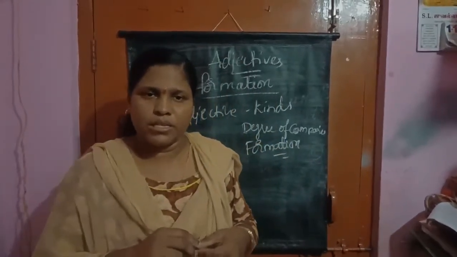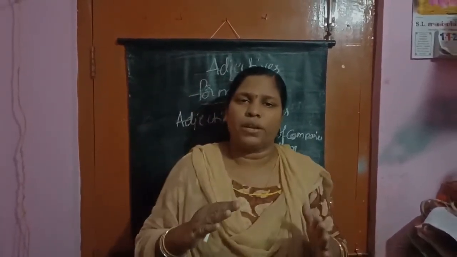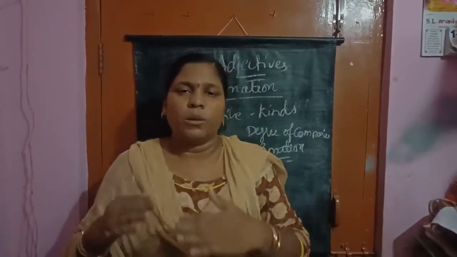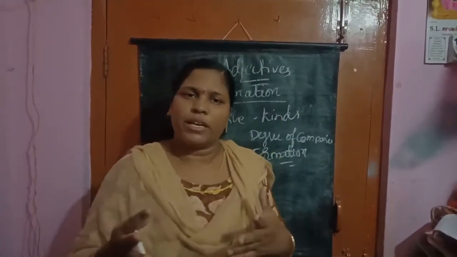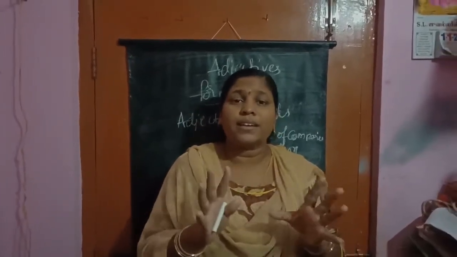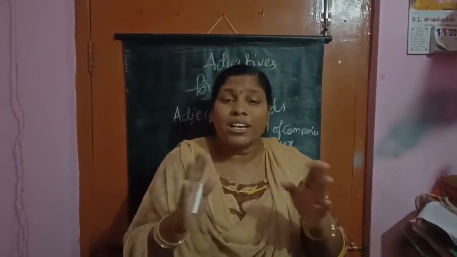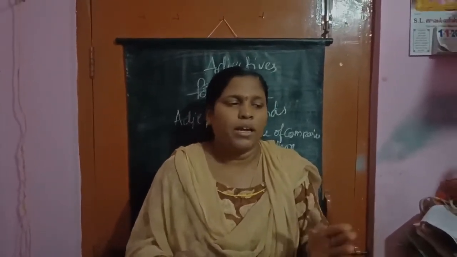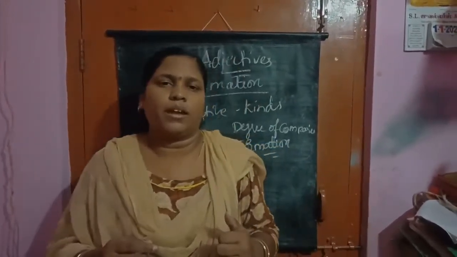Positive degree, superlative degree, comparative degree. Yes, children. First is what? Positive degree. Next, comparative. Last is superlative. It is very easy, no? Positive means what? A word. We are not comparing between any persons. We are just describing one person. He is a good boy. We are describing. Yes, children.